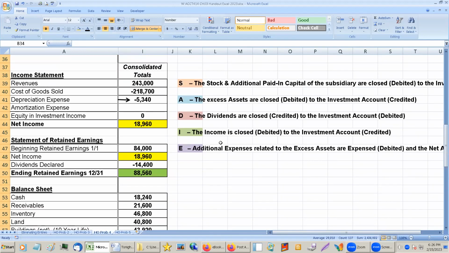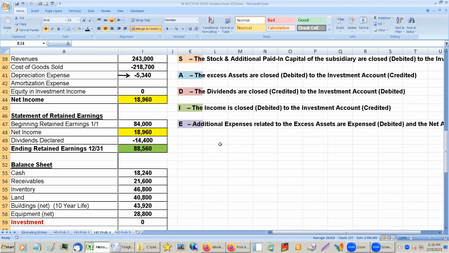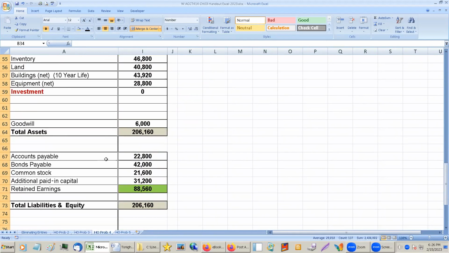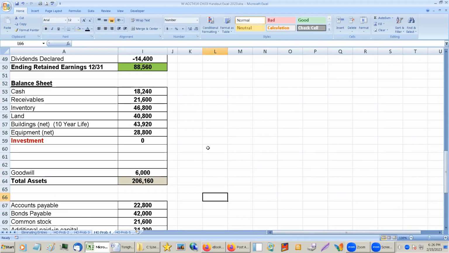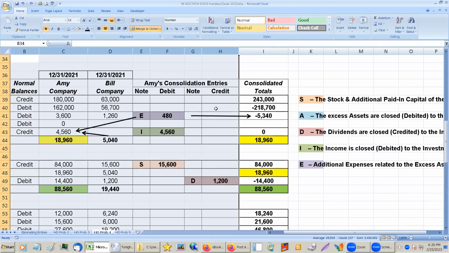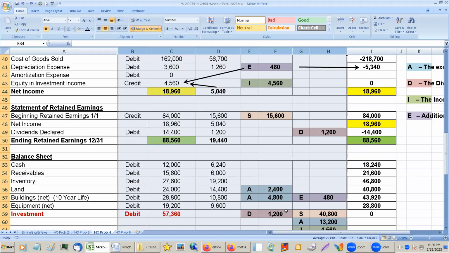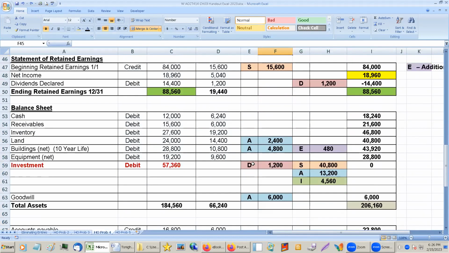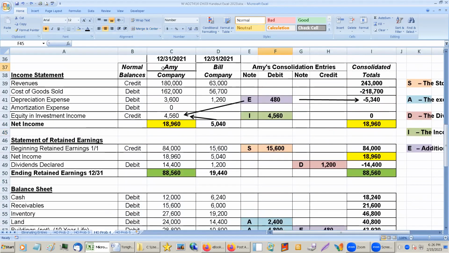The income won't change. The parent company's shareholder equity won't change. It'll all be exactly the same. The only difference is that we're now picking up all these accounts from Bill Company.